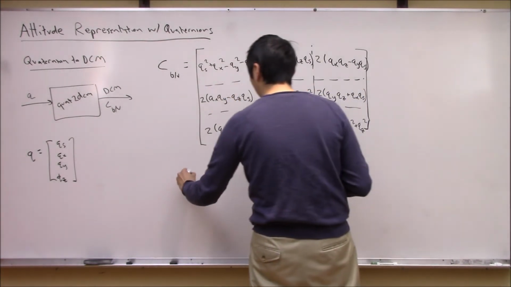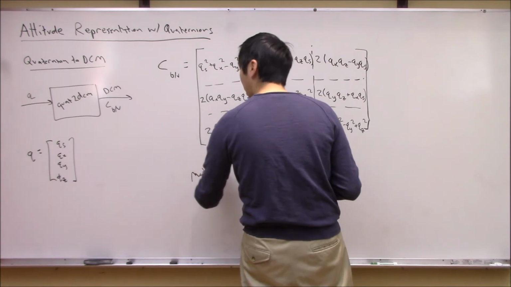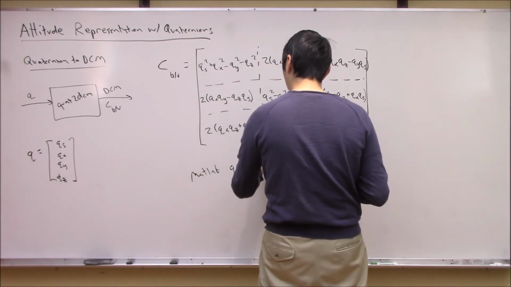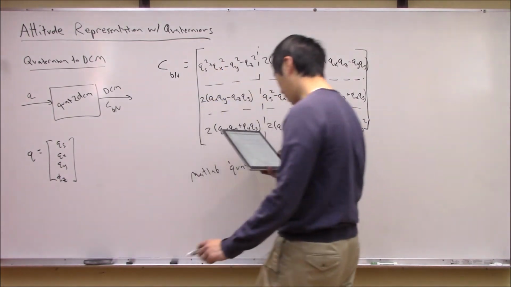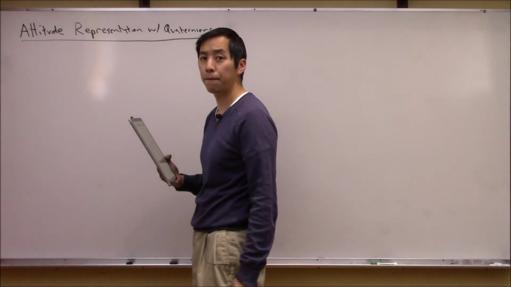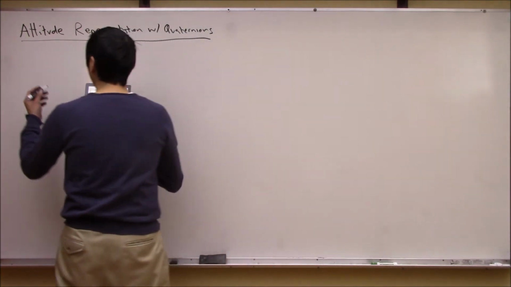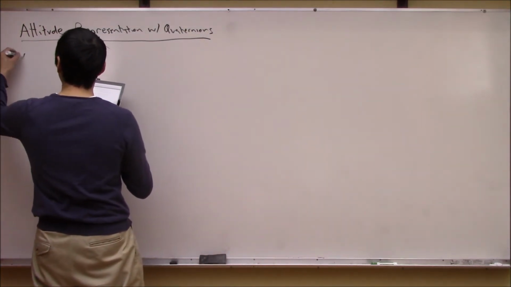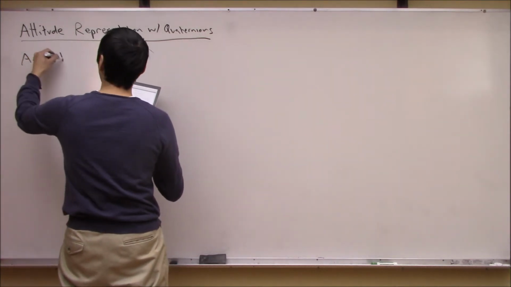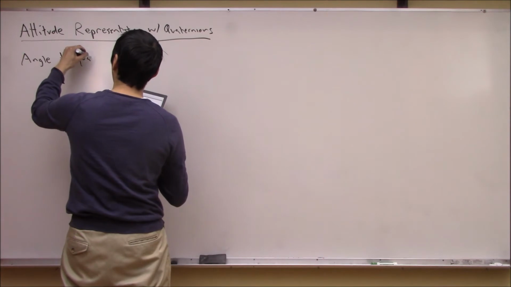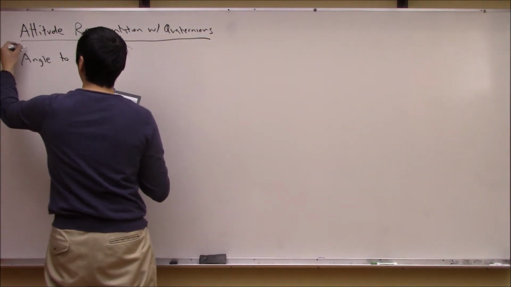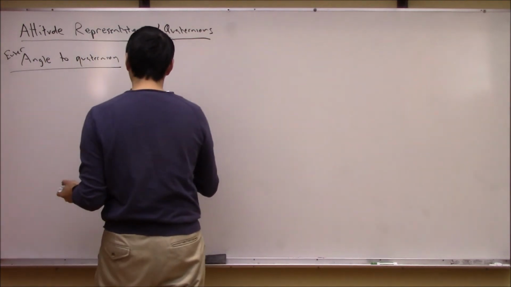Again, MATLAB has literally the quat to DCM function here, so you can basically do that directly in MATLAB as well. All right, so let's go one level deeper in the sense that what if I had an Euler angle and I wanted to turn this into a quaternion? Maybe we should have added the adjective Euler in front of this. Euler angle to quaternion, okay?